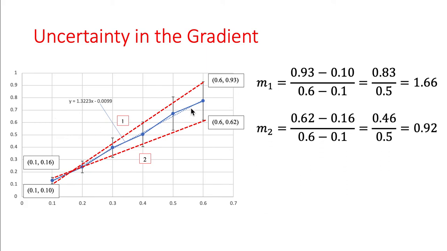I do similar for M2, but this time I take this coordinate here. So again, we've got the same x values, 0.6, 0.1. I'm taking the y value 0.62, and the uppermost value here is 0.16, 0.92.